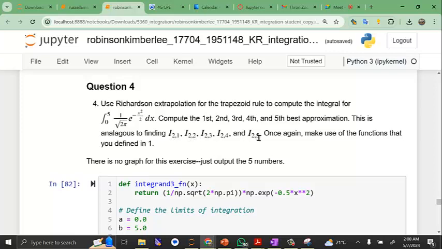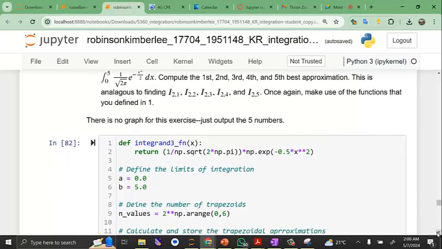So this is just using trapezoid rule, and then later on, well, let's see. Or for the trapezoid rule to calculate these intervals. Okay, so you're actually going to be taking differences. All right, so let's see what we got here.